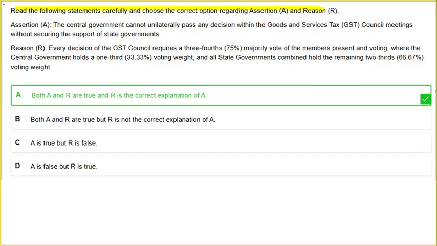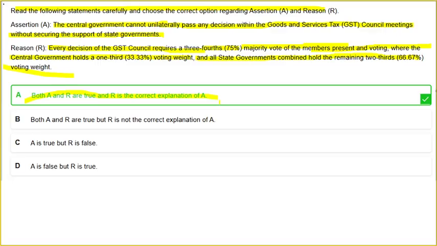हाँ देखिए. The central government cannot unilaterally pass any decision within the Goods and Services Tax (GST) Council meetings without securing the support of state government. अब रीजन देखिए. Every decision of GST Council requires a 3/4 (75%) majority vote of the members present and voting, where the central government holds a 1/3 (33.33%) voting weight, and all state governments combined hold the remaining 2/3 (66.67%) voting weight. Both A and R are true, and R is the correct explanation of A.